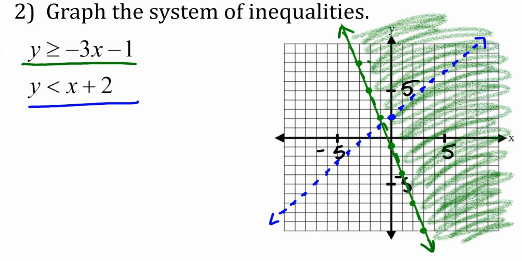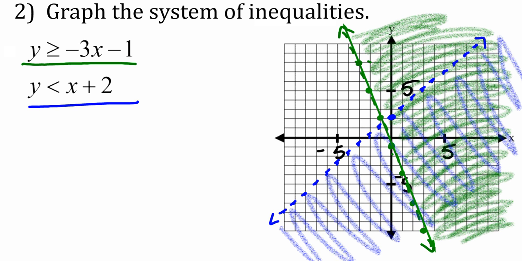Now we have to start working on the solution set. So again, a great test point is (0, 0), because it's not on that boundary line. If we put (0, 0) in here, we'd have 0 is less than 0 plus 2. Well, we know 0 plus 2 is 2. Is 0 less than 2? It sure is, so we're going to shade on the side of our test point (0, 0).